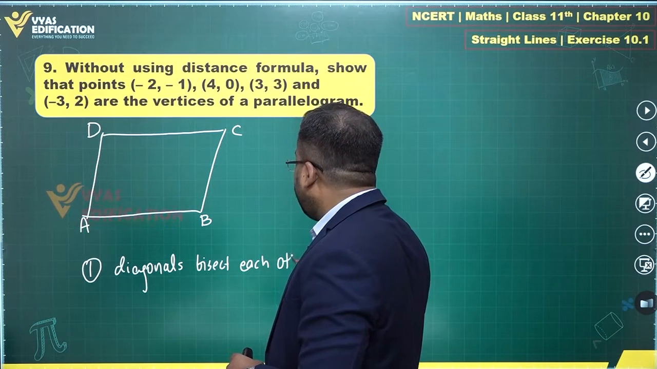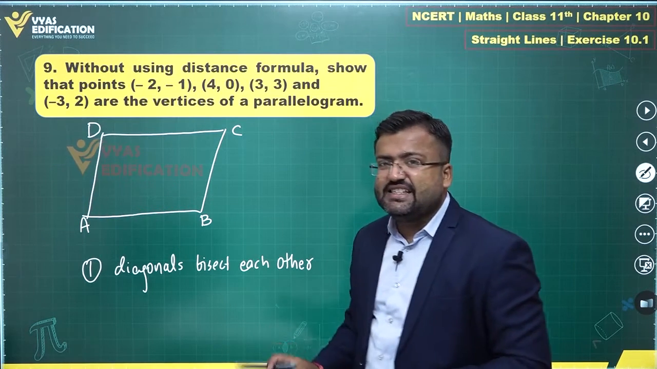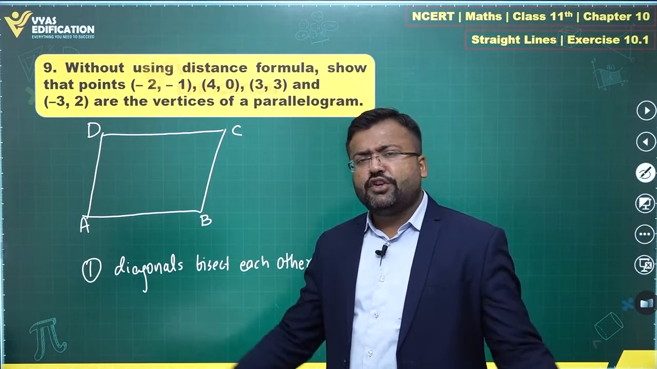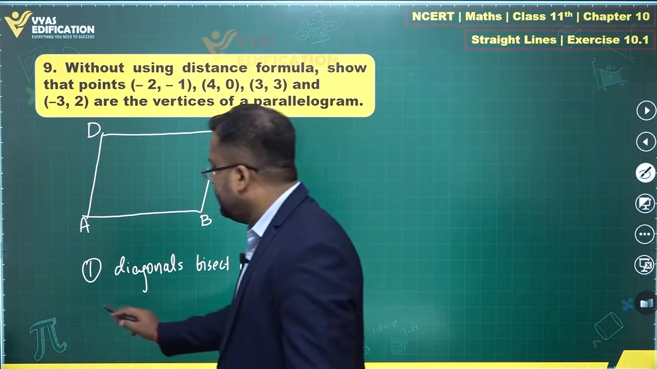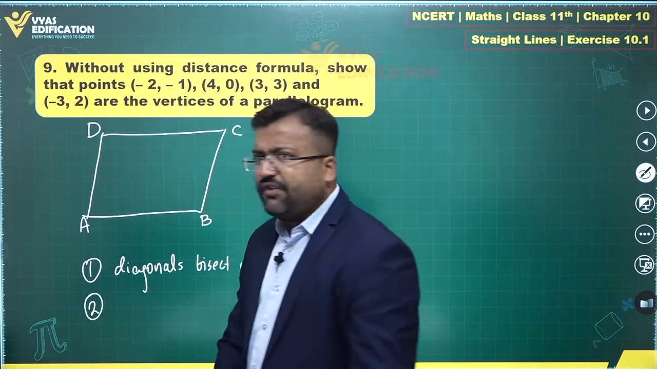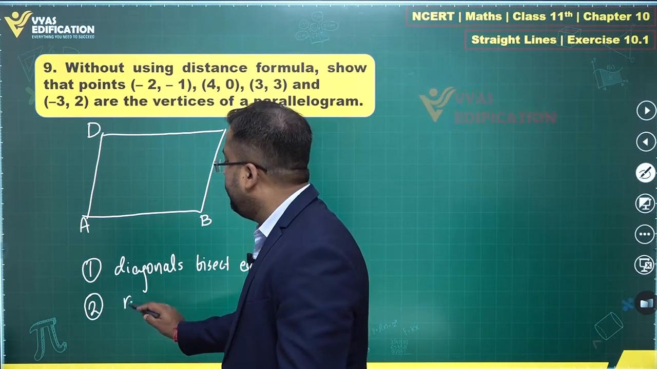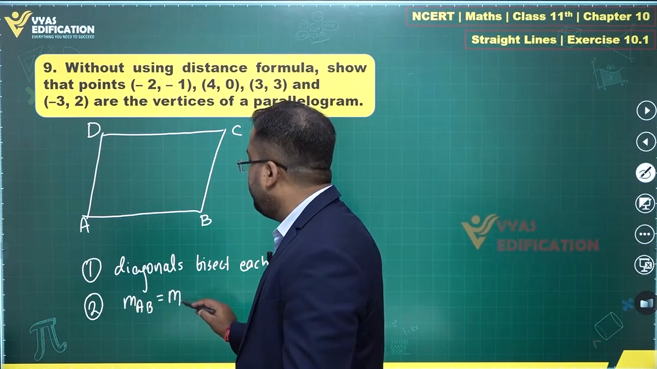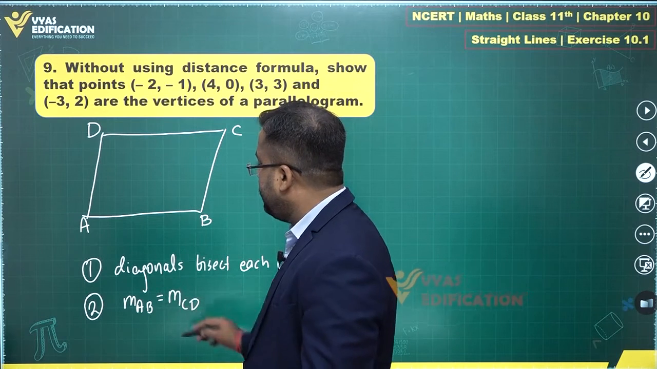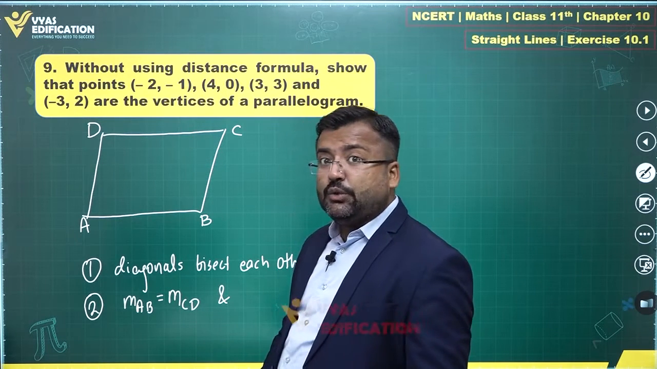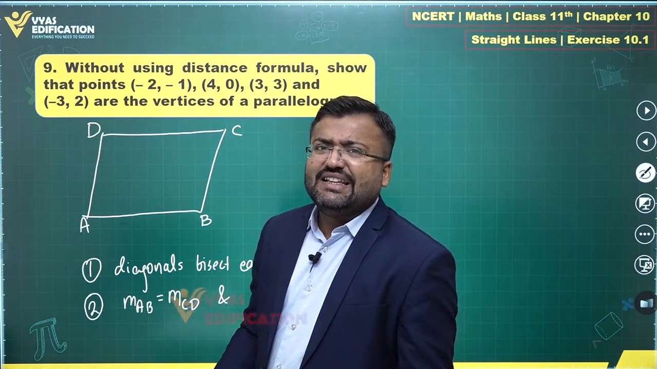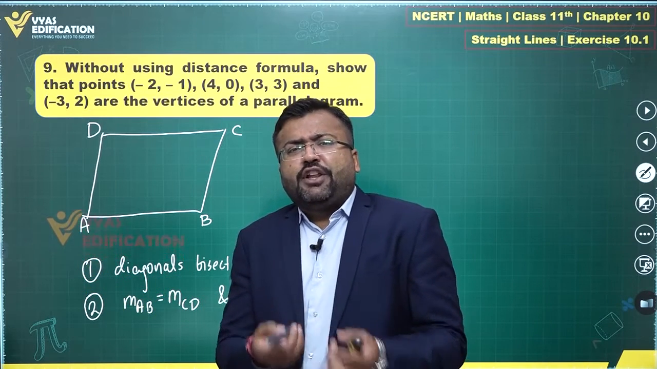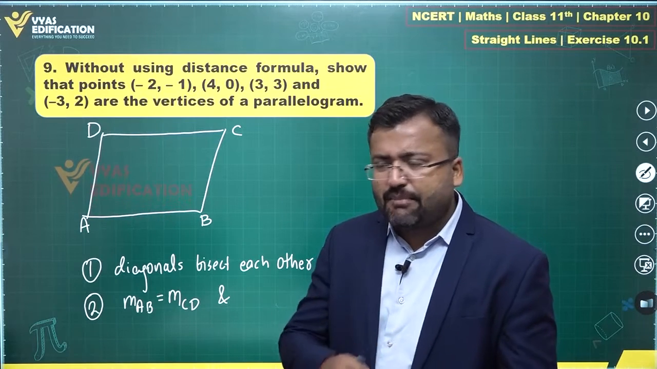For any quadrilateral, if the diagonals bisect each other, then you can say that it is a parallelogram, 100% sure, right? This is a simple approach. Another approach that we can follow is that the slope of AB will be equal to the slope of CD. Slopes of opposite sides are equal, so the lines become parallel. The opposite sides have become parallel, right? And that's the property of a parallelogram, that the opposite sides are parallel.